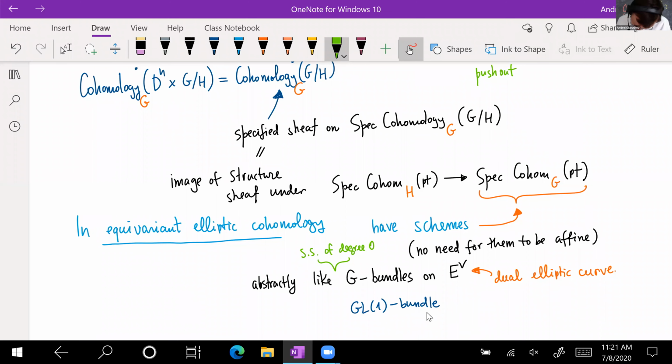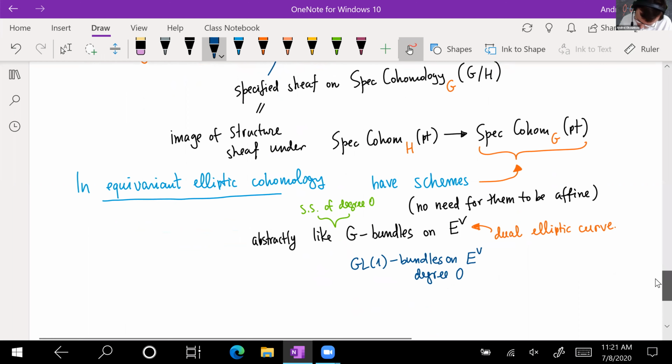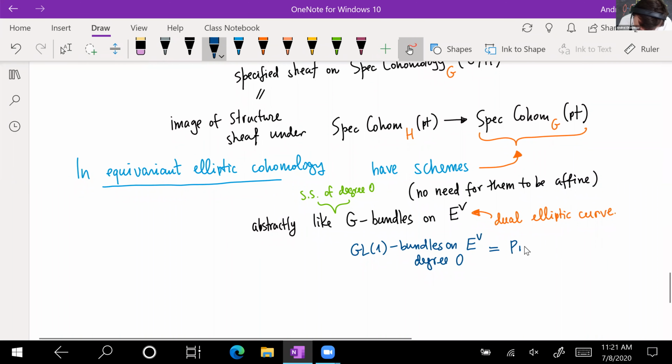So a GL1 bundle on an elliptic curve of degree 0, sorry, this takes longer to write. That's just Pic 0, since a GL1 bundle is the same as a line bundle. So on each, that will be the curve itself.